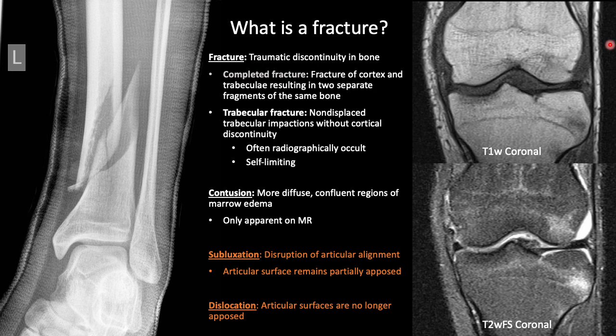A couple of other terms that are important to know while talking about fractures are subluxation and dislocation. Subluxation is disruption of articular alignment in a way that part of the articular surface still remains opposed, whereas dislocation is complete disruption of the articular alignment where articular surfaces are no longer opposed.